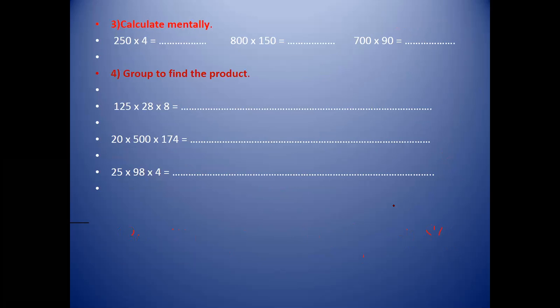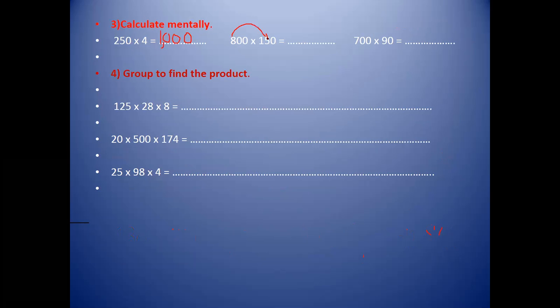Okay. Let's do now questions 3 and 4. 5 and 6, we will do them in the Zoom period. Question 3, calculate mentally. So we will find the product mentally without arranging. Skip the 0. 25 times 4, we memorized them. It's how much? 100. How many zeros do we still have? 1 zero, place it at the end. So the answer is 1,000.